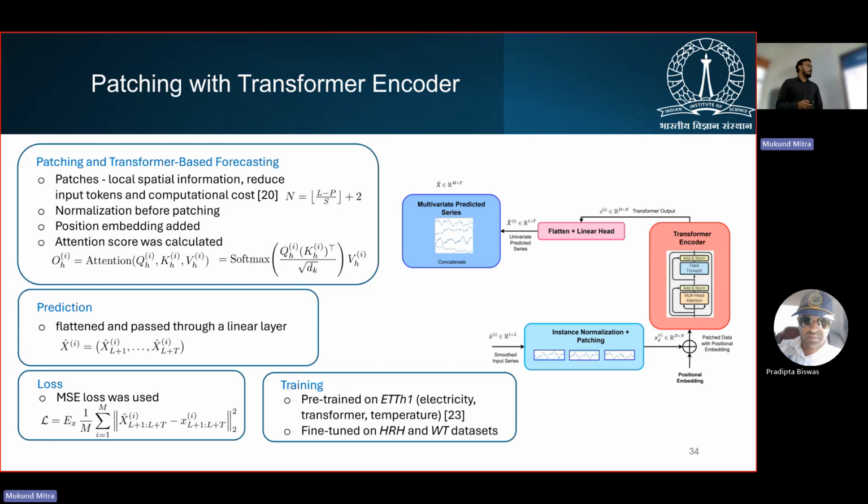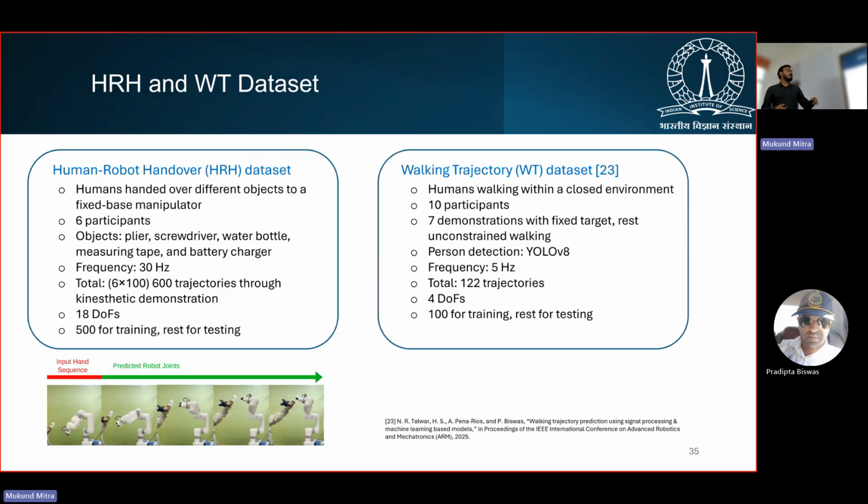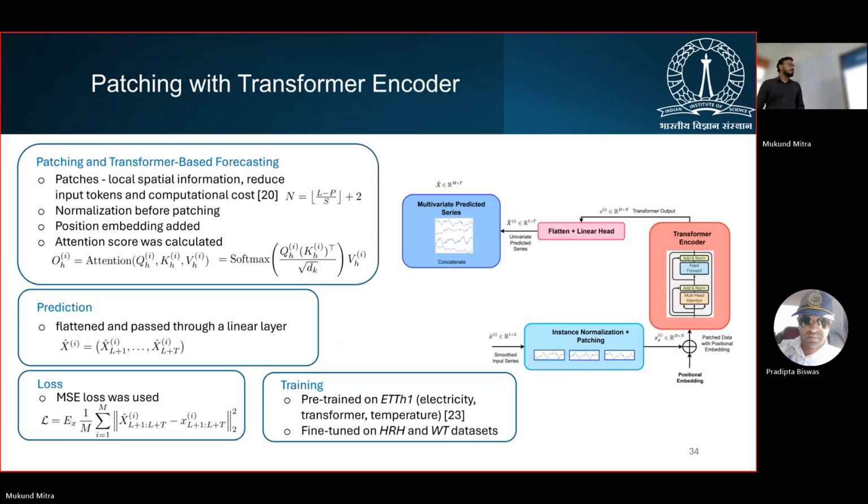So the HRH and walking trajectory dataset is something that we collected. So the HRH dataset consists of humans handing over different objects to the fixed space manipulator. So there were total 6 participants and different objects. So that, the previous slide. Yeah. So the previous one. So here you have a prediction.